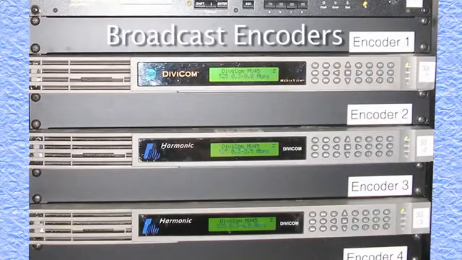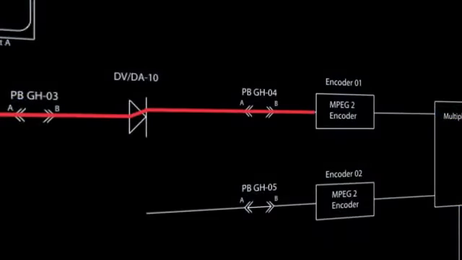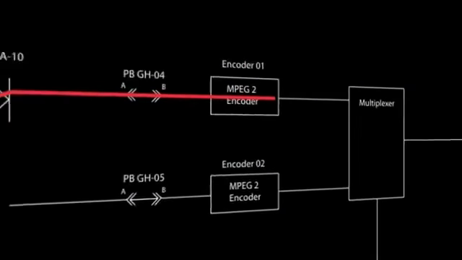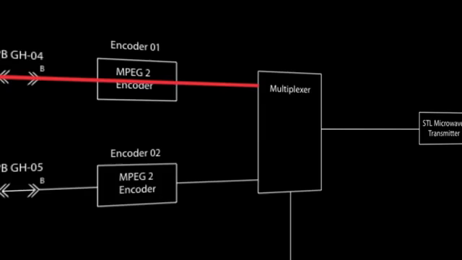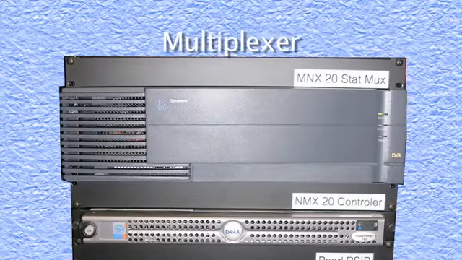These MPEG-2 broadcast encoders convert the SDI video into a MPEG-2 elemental stream. The multiplexer accepts the elemental streams, combines them together, and creates a transport stream, which is the main output of the station.